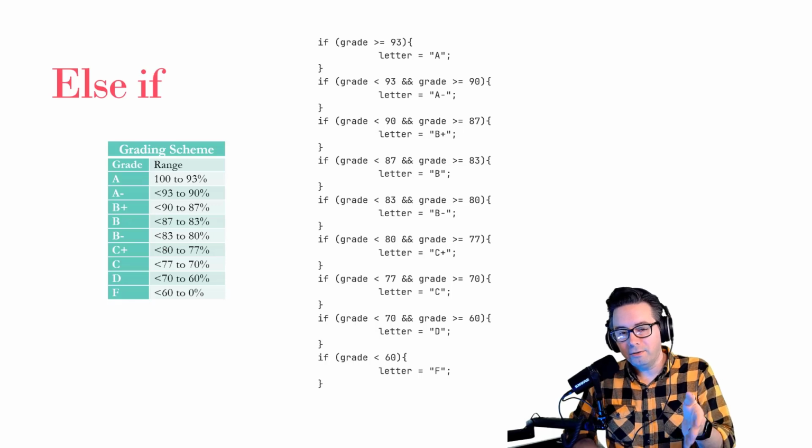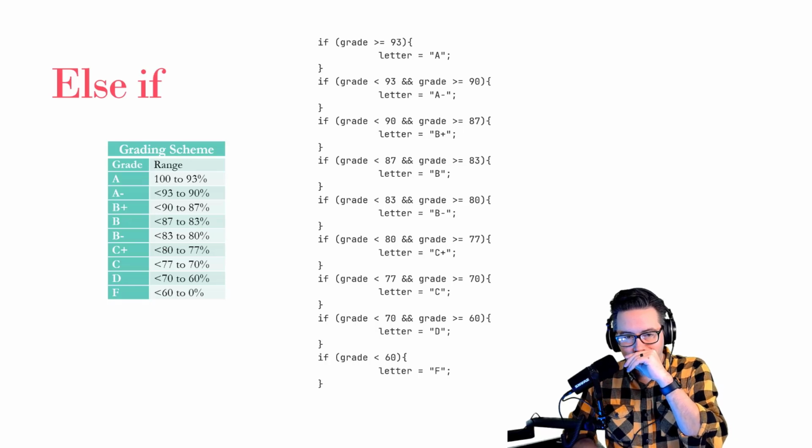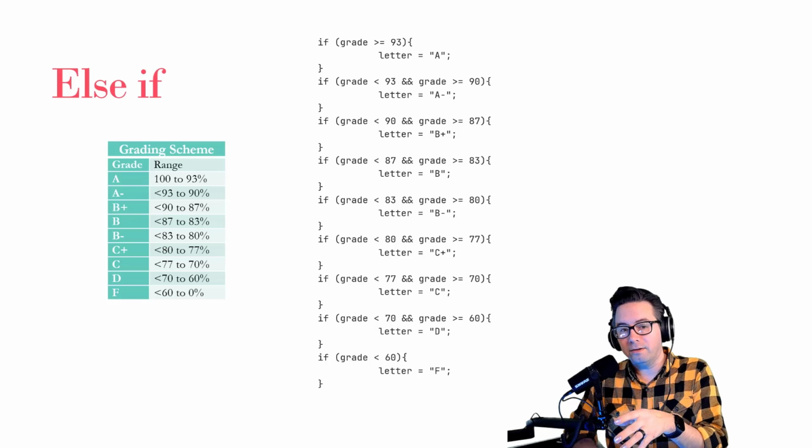But notice that we have to use that double ampersand, which is the logical and. For instance, grade is less than 70 and grade is greater than or equal to 60. It has to satisfy both of those things in order for it to determine that it's a D.